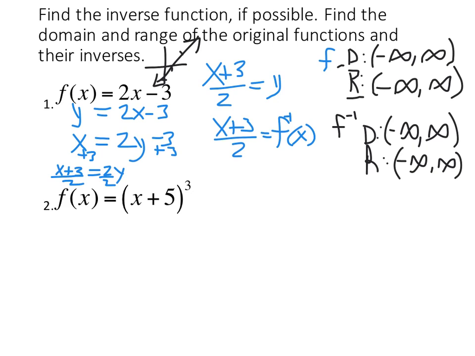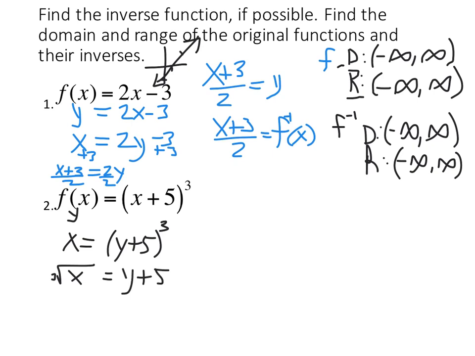Okay? All right, let's look at this next function. So I'm going to remember that that's a y, and I'm going to switch them right away. So I have x equals (y plus 5) cubed. Okay. Now I'm going to cube root both sides. So I'm going to have the cube root of x equals y plus 5. Okay. Now I'm going to move that 5 over, so I have the cube root of x minus 5. And remember, that cube root just stops right at that x equals y, but we didn't start with y, so I'm going to rewrite this as f inverse of x.